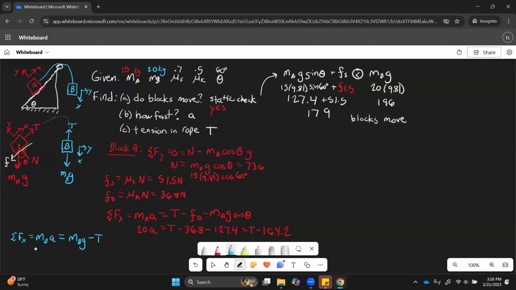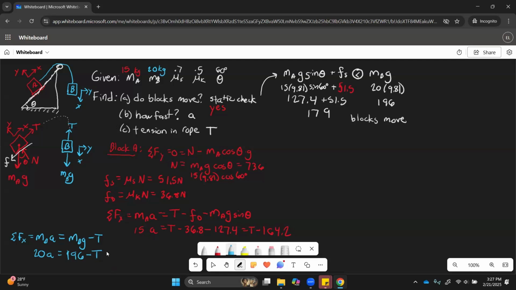Okay, so now we plug these numbers in and we'll have 20. Let's see. Oh, we messed up right back here. This is not a 20. Mass of A is now 15. So we'll just plug that in there. That's 15. And then back to B, we have 20 times A equals 20 times the 9.81, which we had, 196 right there. So 196 minus T.